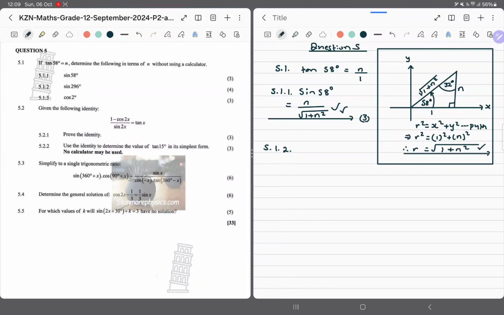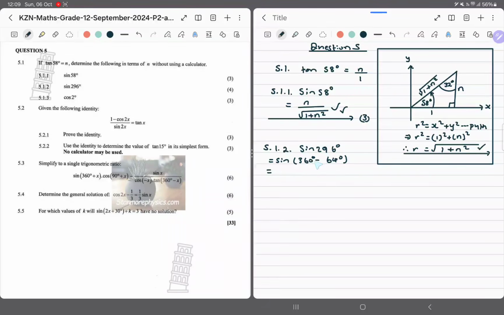5.1.2, we need to find sine of 296. Now, where is this angle? 296 is in the 4th quadrant. So in the 4th quadrant, we know that this could be easily expressed as sine of 360 degrees minus something. Let's see. 296 minus 360. What is the difference? It's 64. So this is minus 64 degrees, okay? Don't worry about what that 64 is. It's not one of these angles, but we'll explore. Our focus is to reduce first.